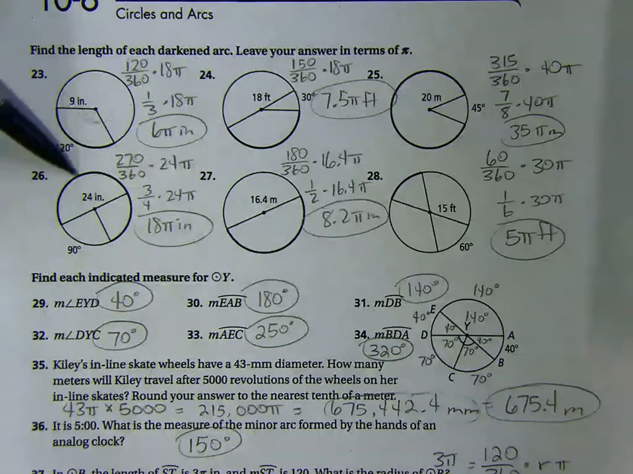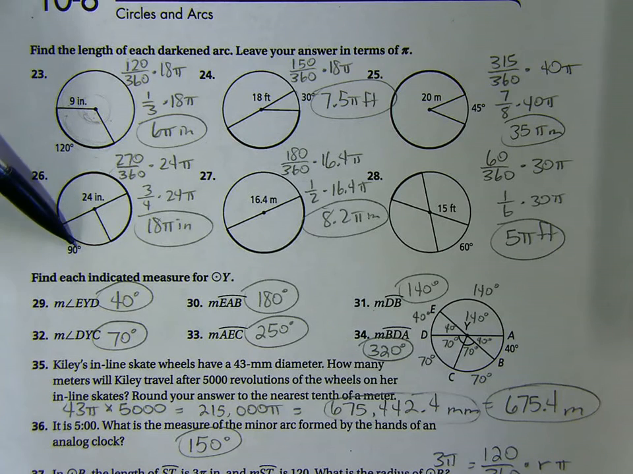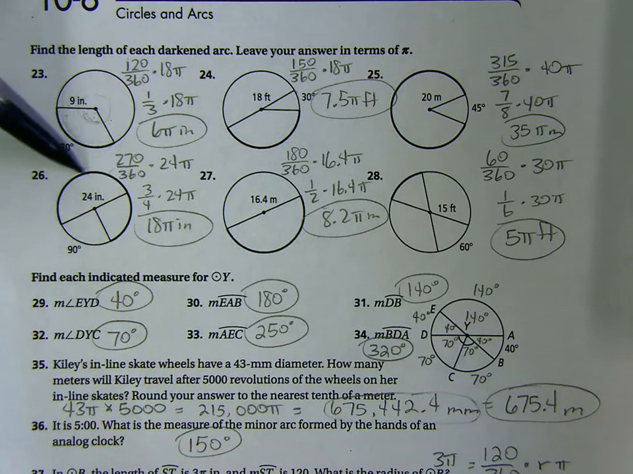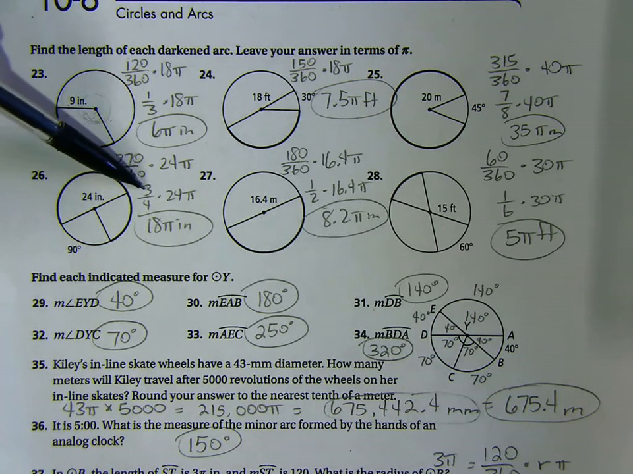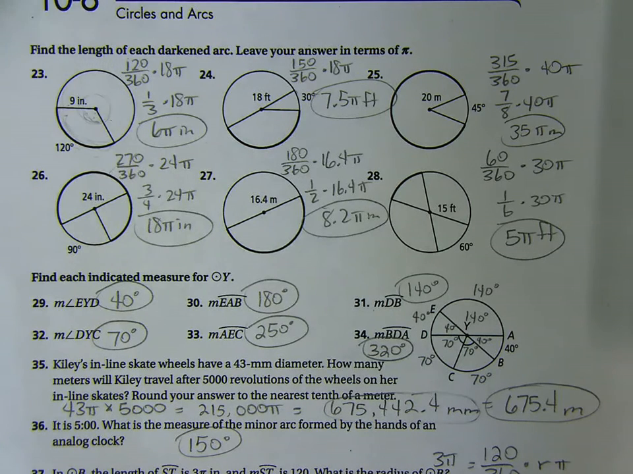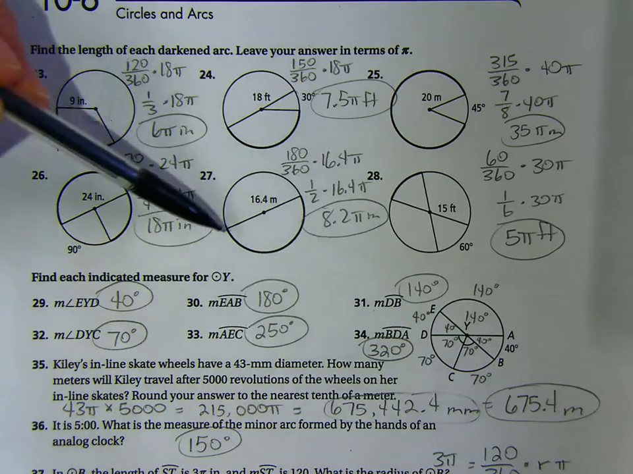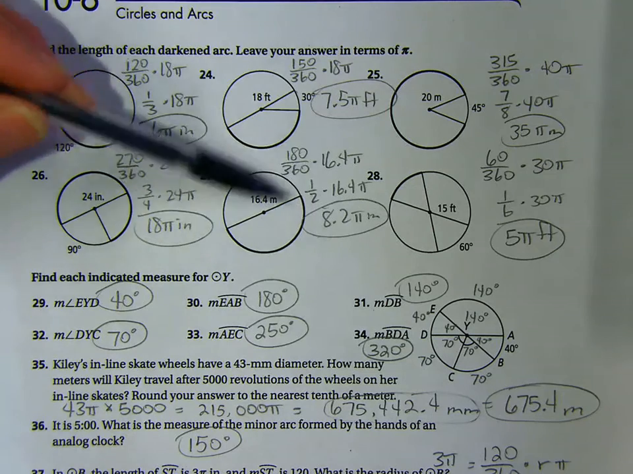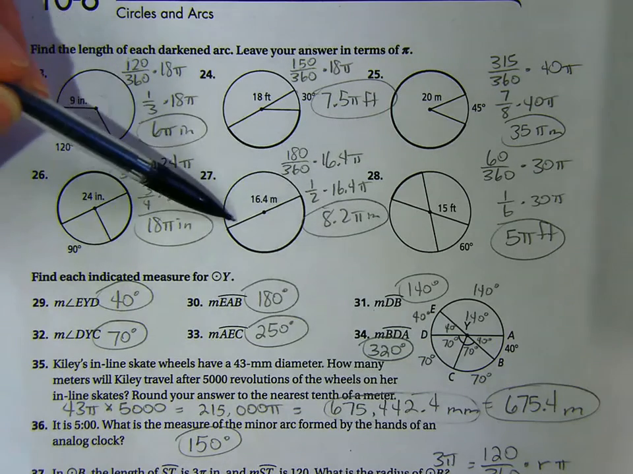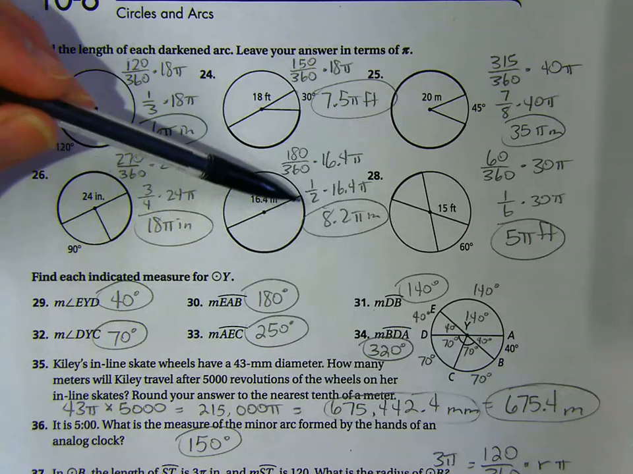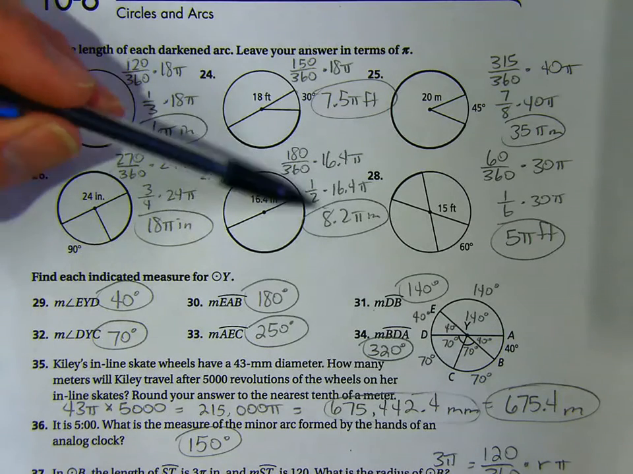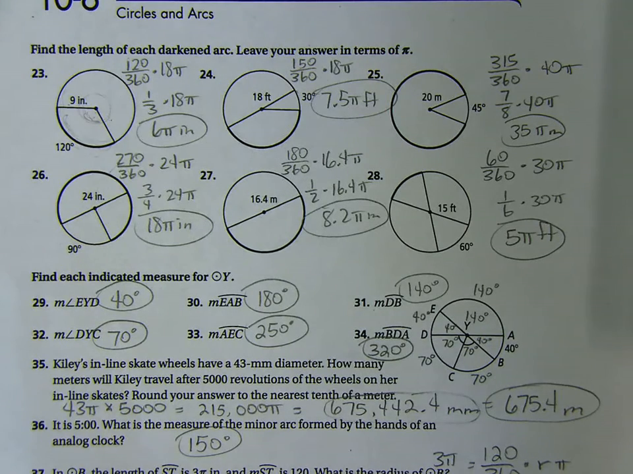This one, the darkened arc, is all of this. Since this is 90, all this would be 270. So 270 over 360 is 3/4 of the whole circle, and its diameter is 24. So 3/4 of 24 is 18 pi inches. And this one is half of the circle, right? 180 over 360 is 1/2, and the circumference would be 16.4 pi. So half of 16.4 is 18.2 pi. It said leave it in terms of pi, so that makes it a whole lot easier. Of course, we can just punch our pi button on the calculator.